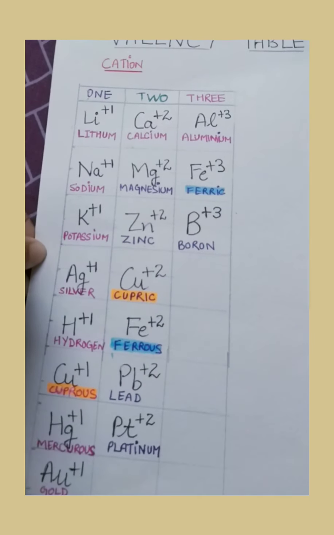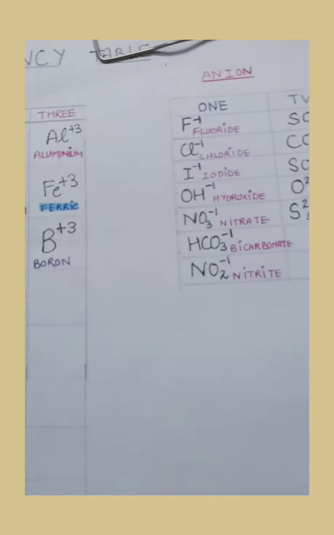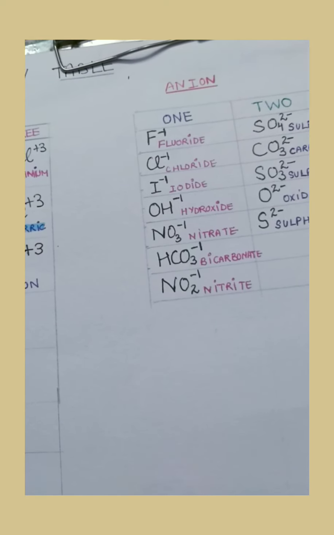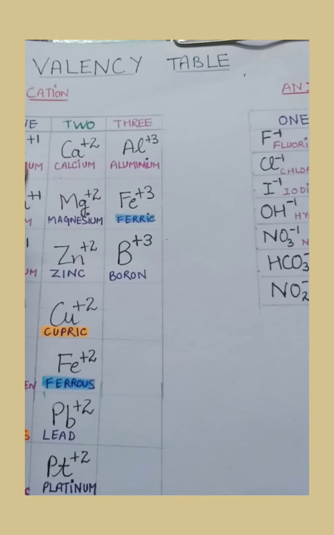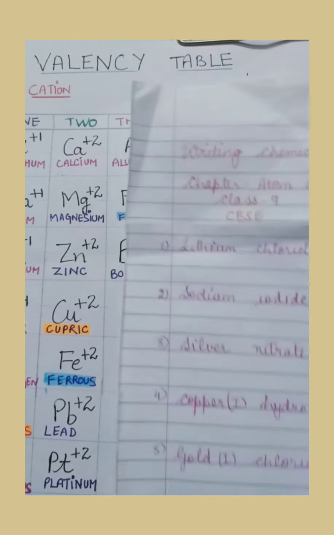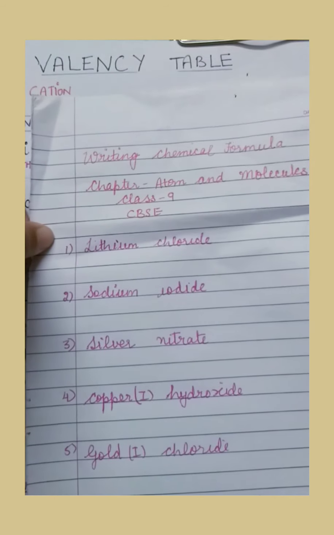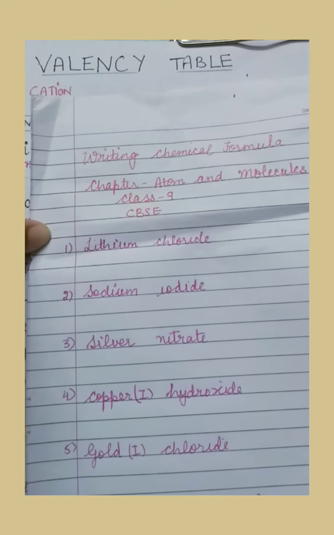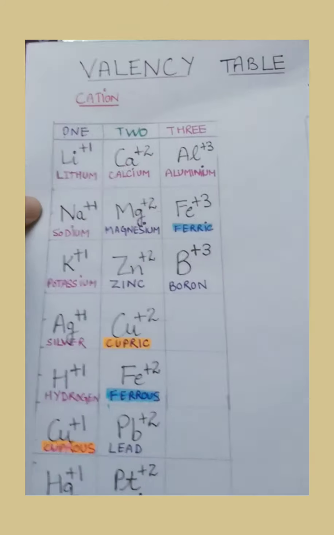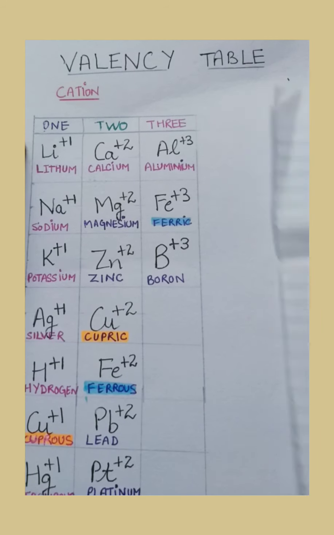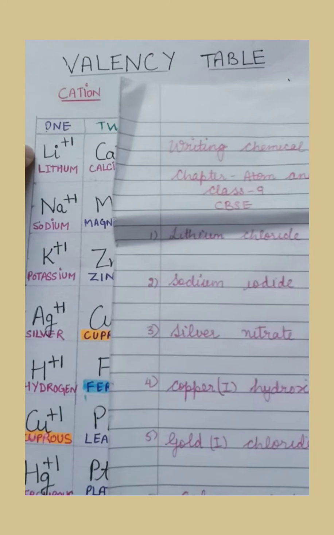And these were the cations and these were the anions. So with the help of these formulas and valency, we are going to write the formula. Okay, so let us take the first example. First, you are supposed to write the formula of lithium chloride. Before writing, you should be clear with this table along with the valency, right?